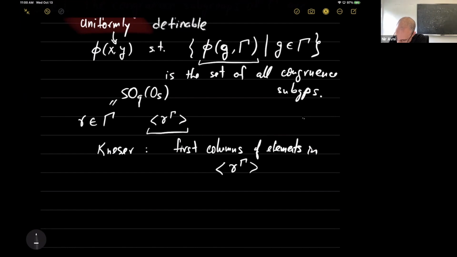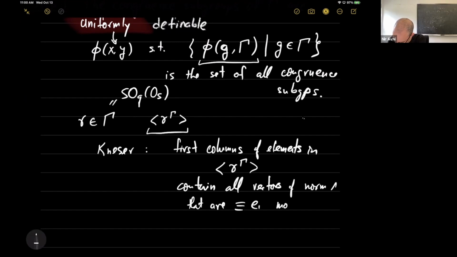So the first column contains all vectors of norm one that are congruent to E1 mod n. This is not a strong approximation. Is this a strong approximation or much more than that? No, much more than that. This is really the crux of Kneser's work.